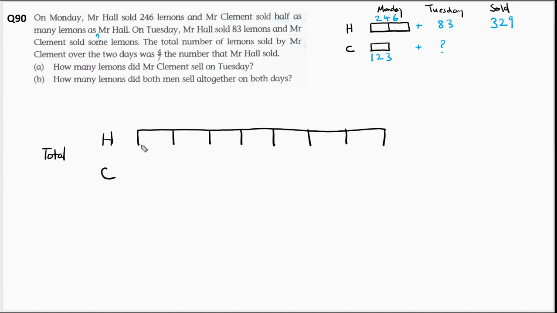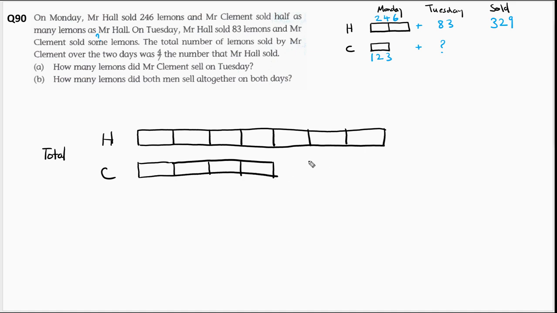I deliberately don't use the squared paper just to show you that you can do it just with plain paper. And there are different ways that you might draw it. So this is all of what Mr. Hall sold. I've divided it into sevenths because that's what it has told me to, in effect. And we have that the total number of lemons sold by Mr. Clement was 4/7 of this. So Mr. Clement, that would be 1, 2, 3, and 4.